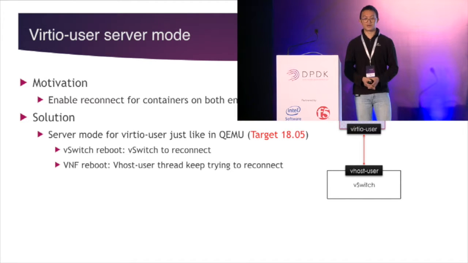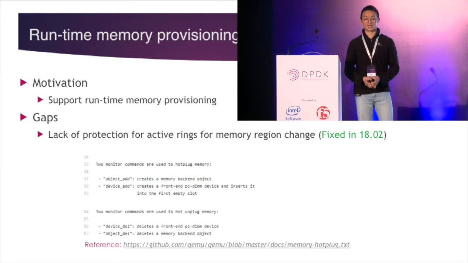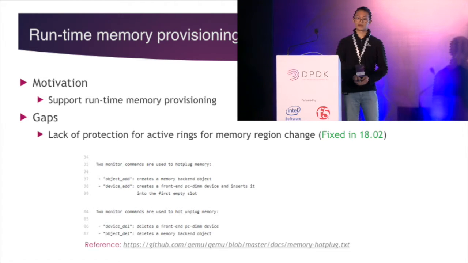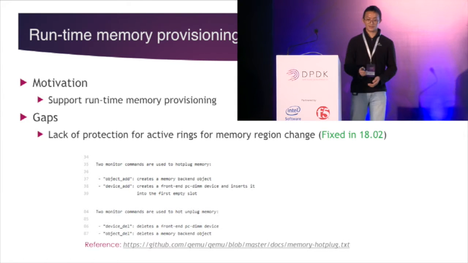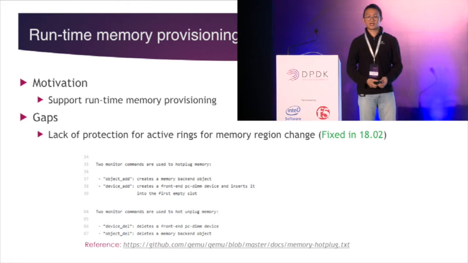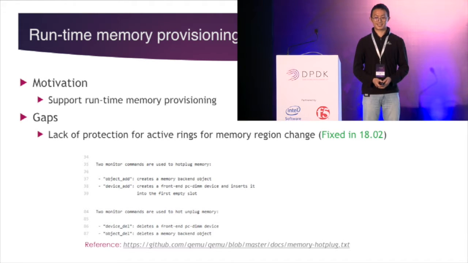But if you use Vhost to create the socket, then QEMU does not have the mechanism to do the reconnect, so it will fail. This is already working in the QEMU case, but for virtual-user, it's kind of a missing feature there. We're just trying to fix this gap and make the reconnection work for both VMs and containers. And the target is 1805. Okay. And finally, the runtime memory provisioning. This feature is kind of like a fix, and also we can call it a new feature.